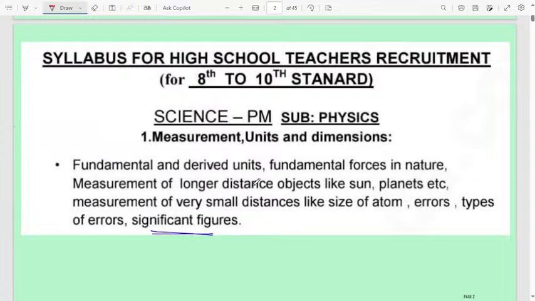And also in this class I am going to discuss the topic significant figures. Okay, let us start the class. In this class I will tell the rules of significant figures.